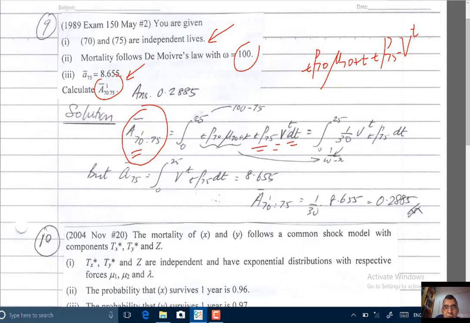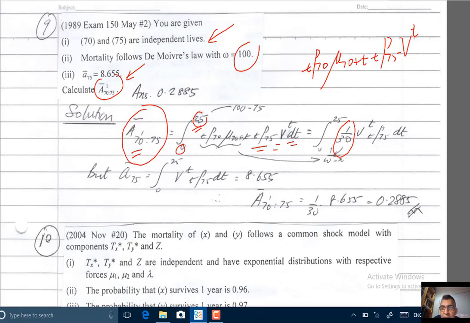Limits going from 0 to, good. Why 75? Because the older guy here is 75. And we have omega is 100, so max we can go is 25. TP70 mu 70 plus t, we know from De Moivre's law is 1 over omega minus x. It'll be 1 over 30.